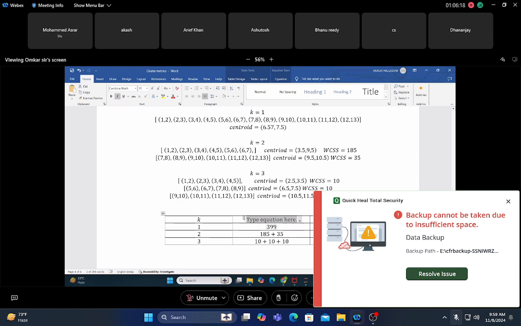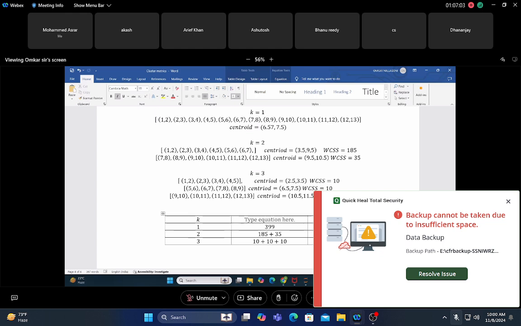286. Shubham is saying 286. It's okay, some number, let's take that. Or approximately 300, let's settle this. Done, na? So this is the way we need to calculate WCSS.